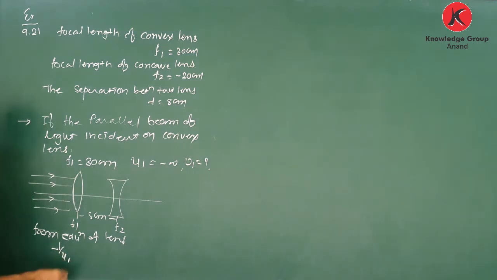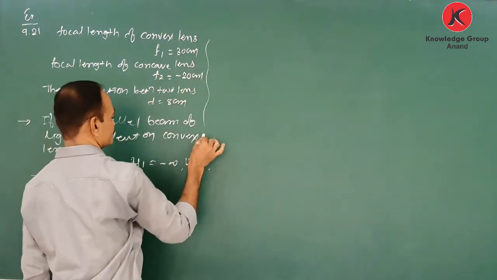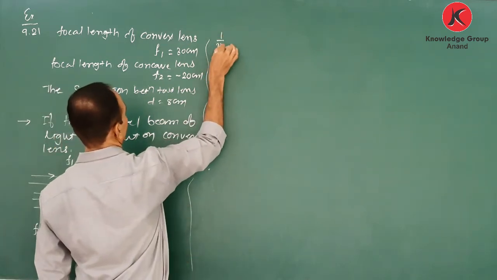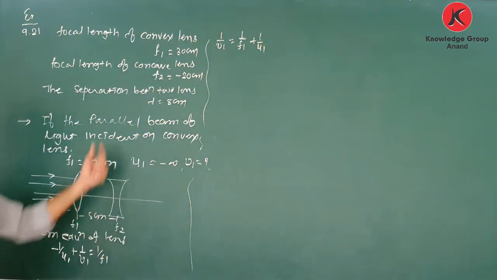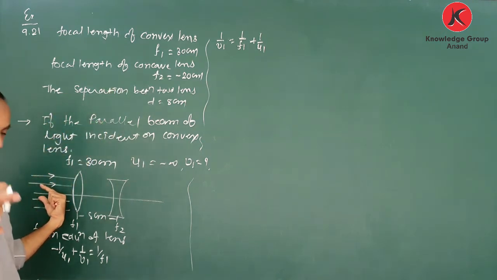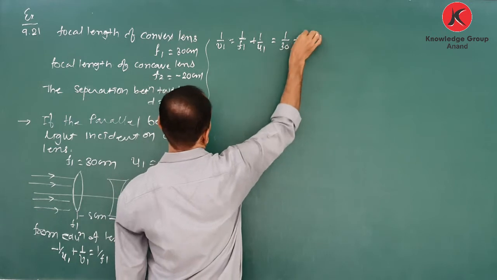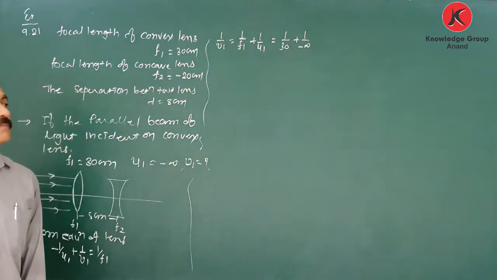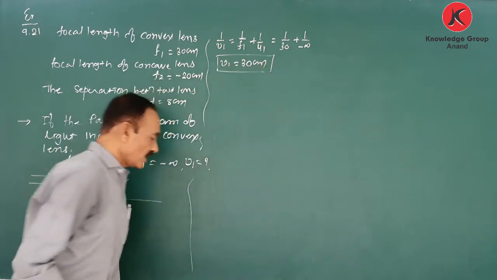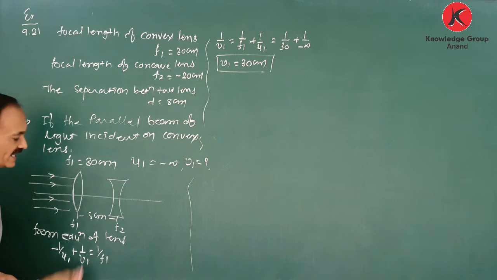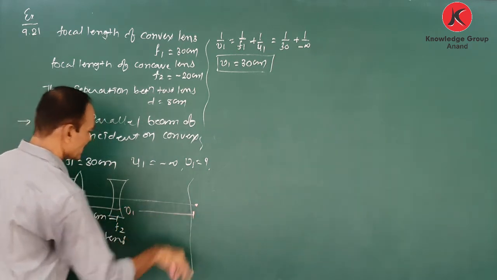From the lens equation, minus 1 upon u1 plus 1 upon v1 is equal to 1 upon f1. Therefore, 1 upon v1 is equal to 1 upon f1 plus 1 upon u1. But u1 is infinite because the incident light is parallel. Therefore, 1 upon v1 is 1 upon 30 plus 1 upon minus infinity, so v1 is equal to 30 centimeter. So the image of this parallel beam is focused at a 30 centimeter distance.